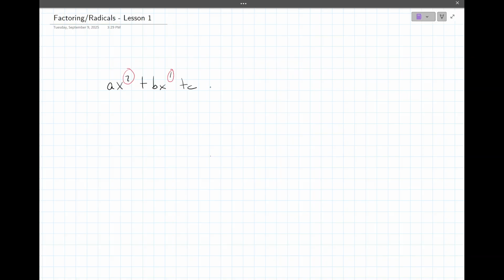Our goal is to make it into some form where it's x plus or minus some factor p times x plus or minus q. We're trying to break it apart into two linear factors, and we're going to see lots of reasons and applications for this later on as we go along. But if we were going to take a base case here, a and b are going to stand in for arbitrary numbers, where x is our variable.